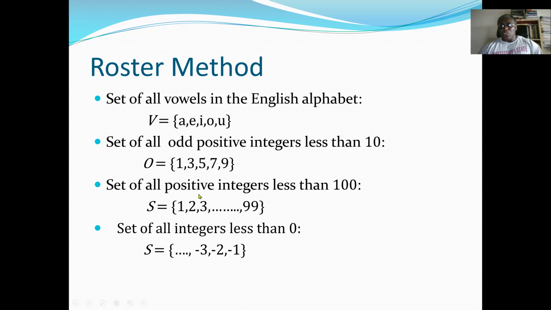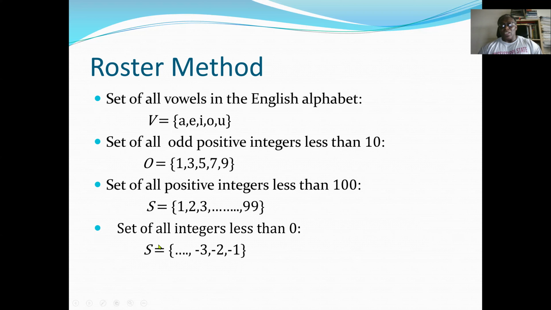The next is a set of all positive integers less than 100. So positive integers include both even and odd numbers. So we can have 1, 2, 3, 4, 5, 6, all the way to 99 because it's less than 100. But here we are using the ellipsis because the values are too many. So 1, 2, 3 up to 99, which means 1, 2, 3, 4, 5, all the integer values from 1 to less than 100. So we will go up to 99.